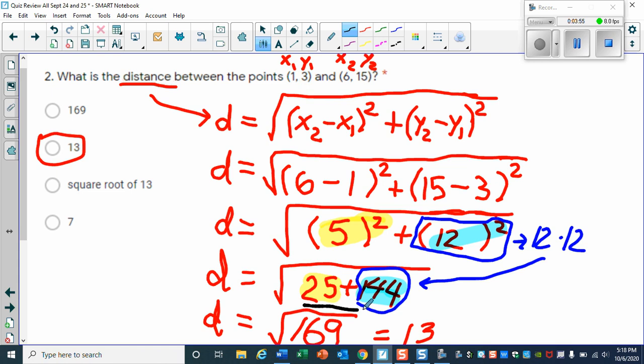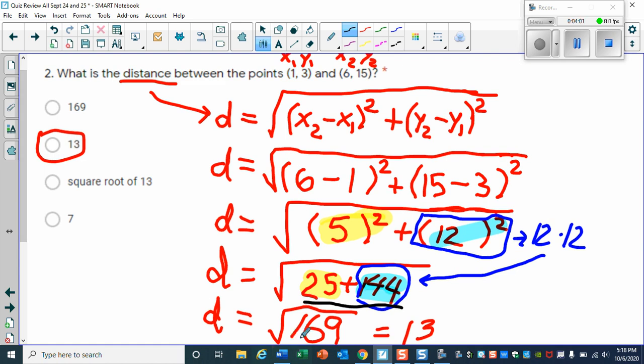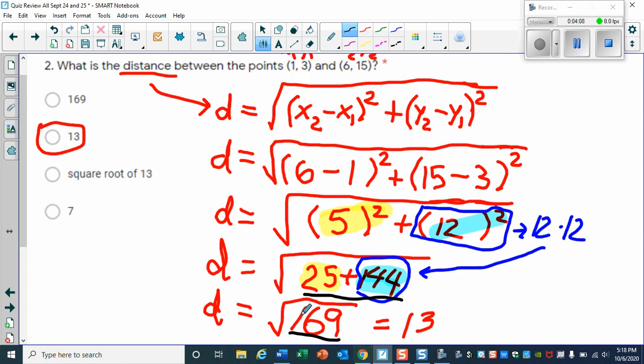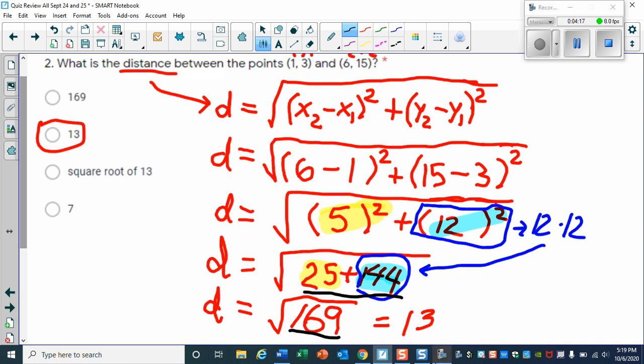So after we did our adding, 169, now you're going to take the square root of the 169. So that's our next step. The square root of 169 is 13. So 13 is your actual distance from (1, 3) to (6, 15). This is your final answer right here, ladies and gentlemen. This is our final answer, 13. And that's how we get this final result over here.